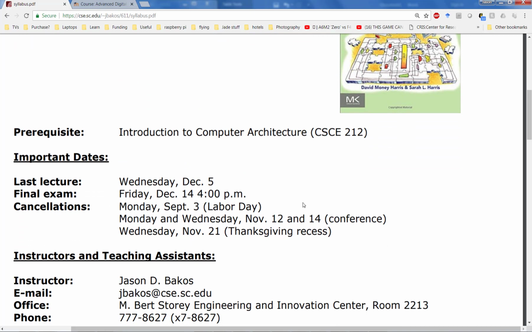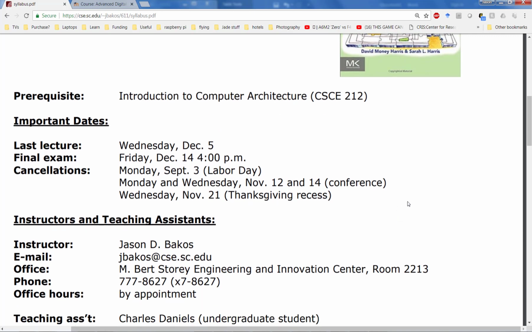For planning purposes, our last lecture is December 5th, and the final exam is 9 days later on December 14th at 4:00 p.m. We won't meet for class on September 3rd due to the Labor Day holiday, as well as November 21st for Thanksgiving. Additionally, I need to cancel class on November 12th and 14th to attend an academic conference, the supercomputing conference. I'll notify you as early as I can if there will be any additional course cancellations.